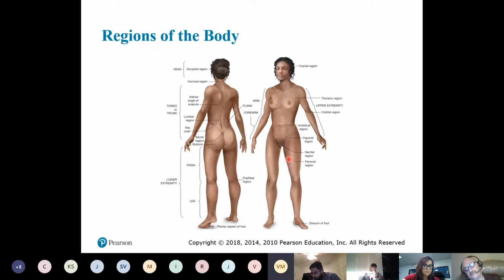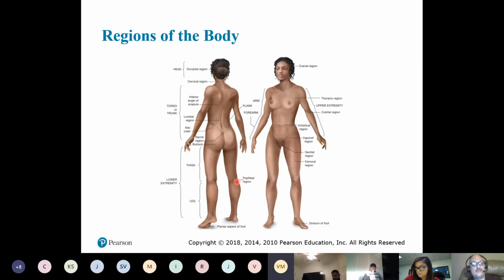Medial. This is the medial aspect of the thigh. Now, this is the proximal thigh, the medial thigh, and the distal thigh. Same thing for the leg: proximal leg, medial leg, distal leg, and then you have the ankle.